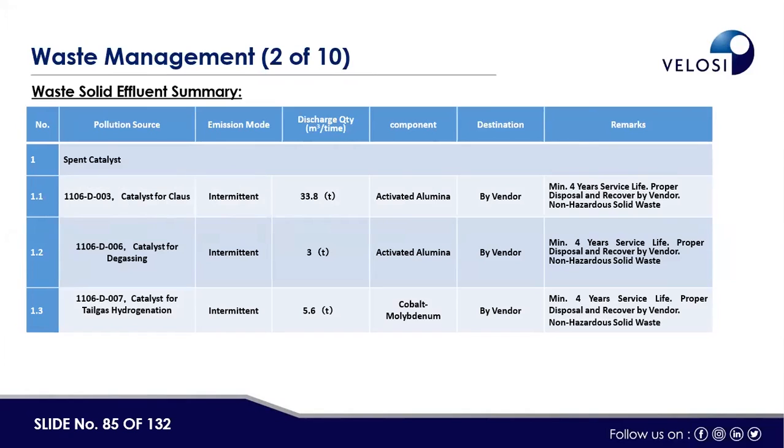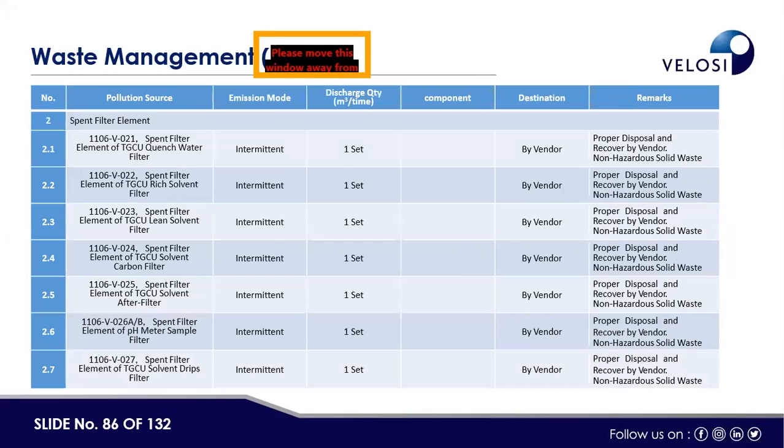For example, spent catalyst, it can be catalyst for Claus, catalyst for degassing, catalyst for tail gas hydrogenation, and we have mentioned their quantity, their discharge quantity, and their disposal as well. And then there is another kind of solid waste, the spent filter element, spent filter element of TGCU, quench water filter, and there are many other spent filter elements as well. So we have mentioned their quantity and their disposal.